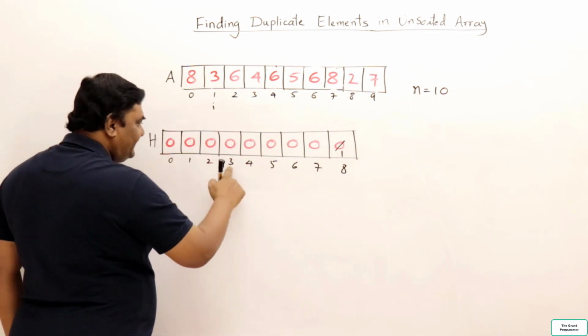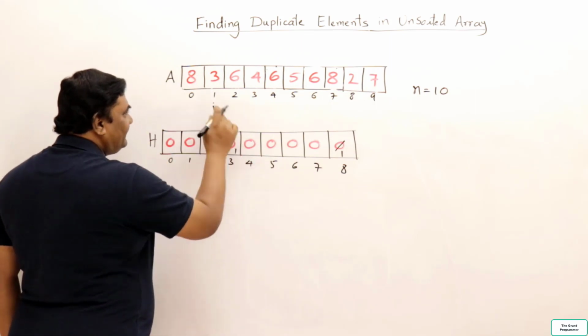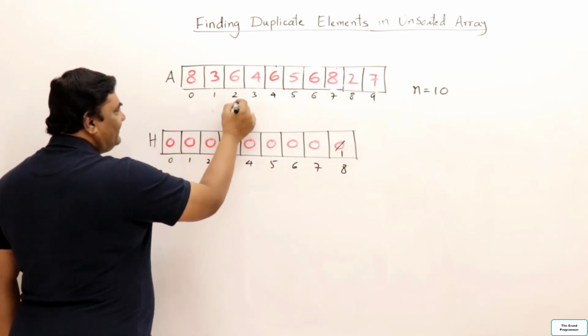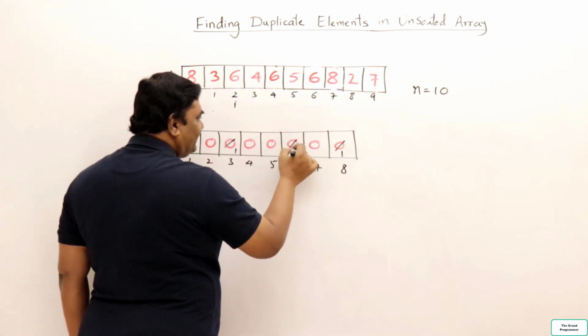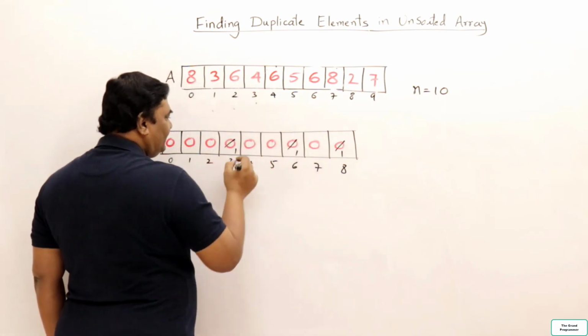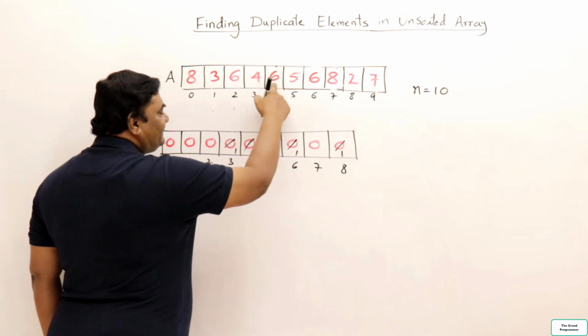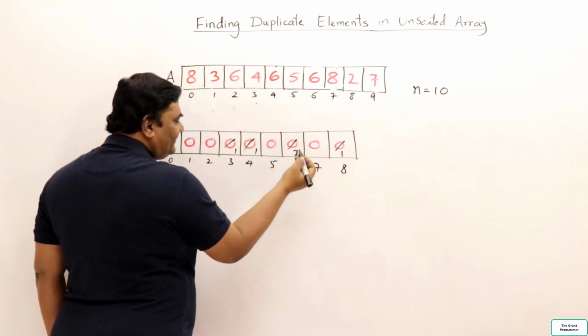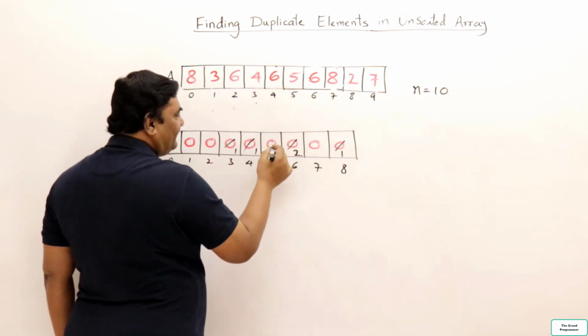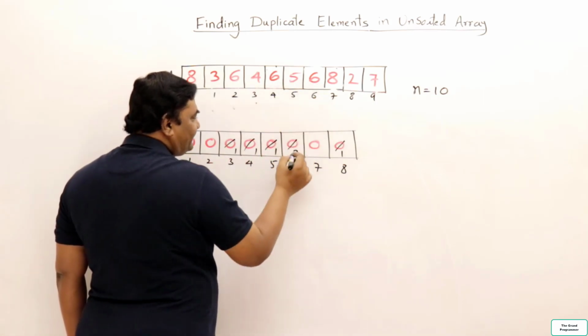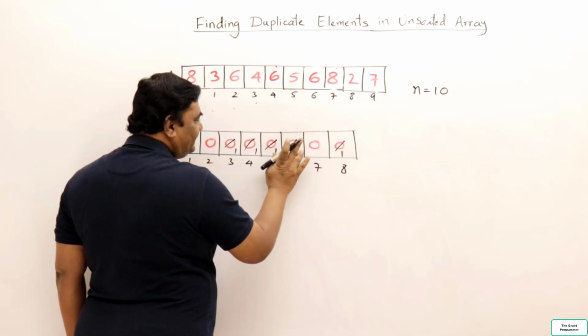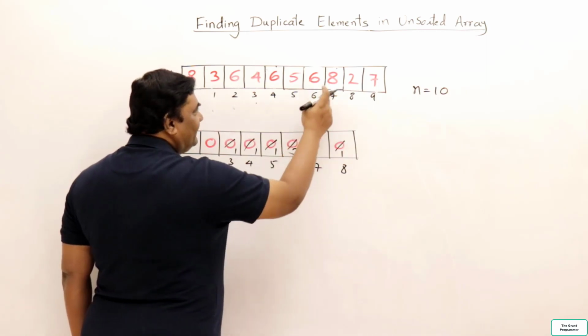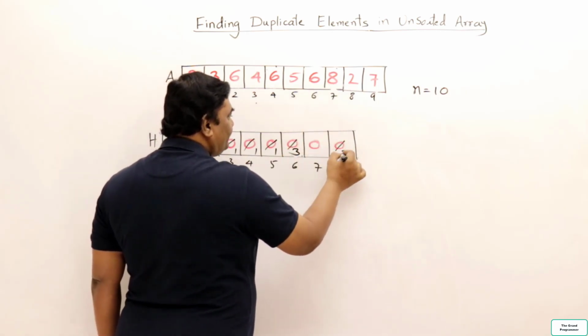So go to index 3 here, so increment it. And 6, go to index 6, yes, increment it. 4, increment it. 6 again, so 6 should be made as a 2, I'll overwrite it. Then 5 is 1. Then 6, I will overwrite this one. This is 3. Then 8, this is 2.